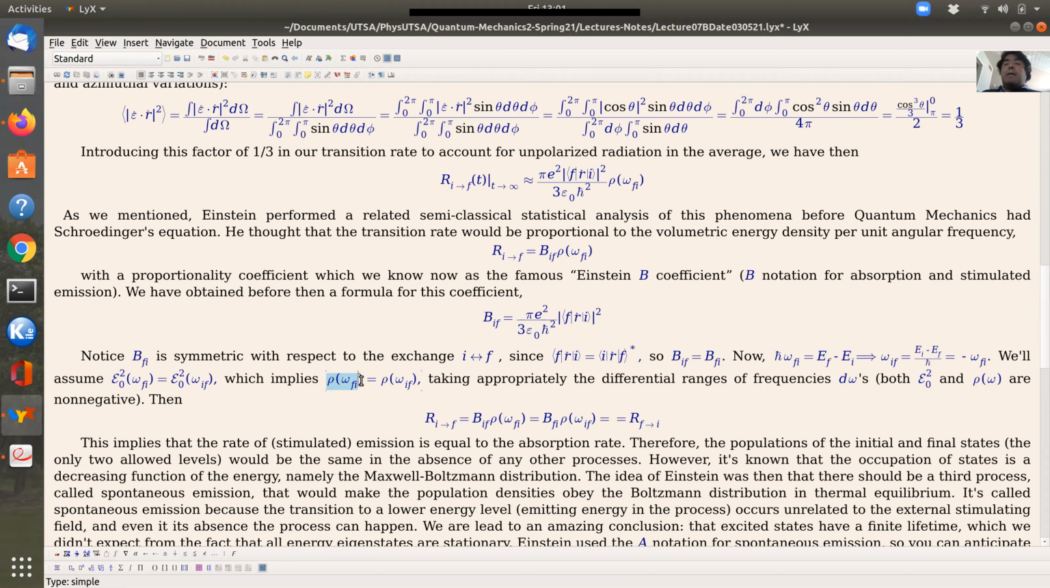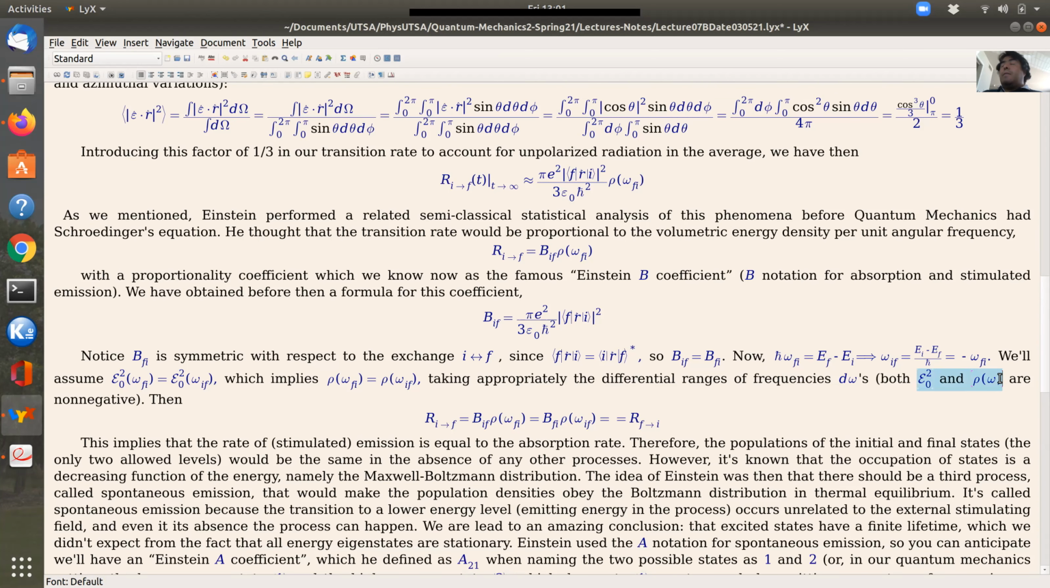And that will imply that essentially you'll have the density at this frequency equal to its negative. And of course, I'm being careful enough, since both of these are basically non-negative quantities, to take appropriately the range of frequencies, so as not to have a negative sign in there. So under these assumptions, which imply this one, the transition rate will be such that the transition from I to F is the same as F to I.